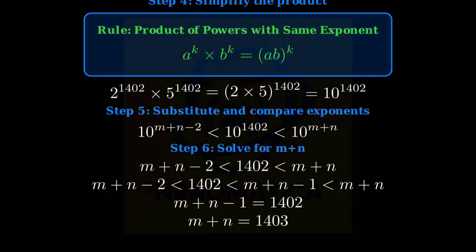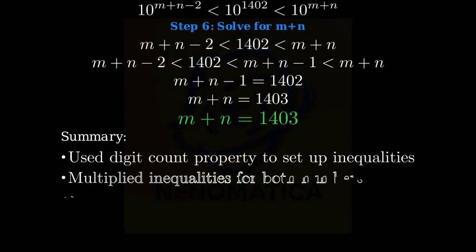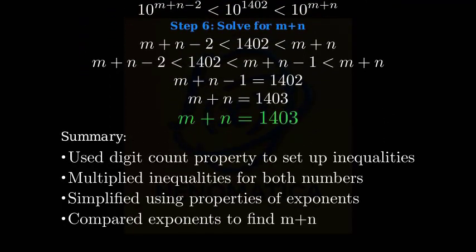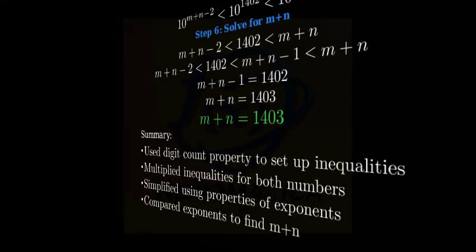From here, we can deduce that m plus n minus 1 equals 1402. Adding 1 to both sides, we get m plus n equals 1403. And that's our final answer. The value of m plus n is 1403. To summarize what we did, we used the digit count property to set up inequalities for both numbers, multiplied these inequalities, simplified the product using the properties of exponents, and compared the exponents to find m plus n.